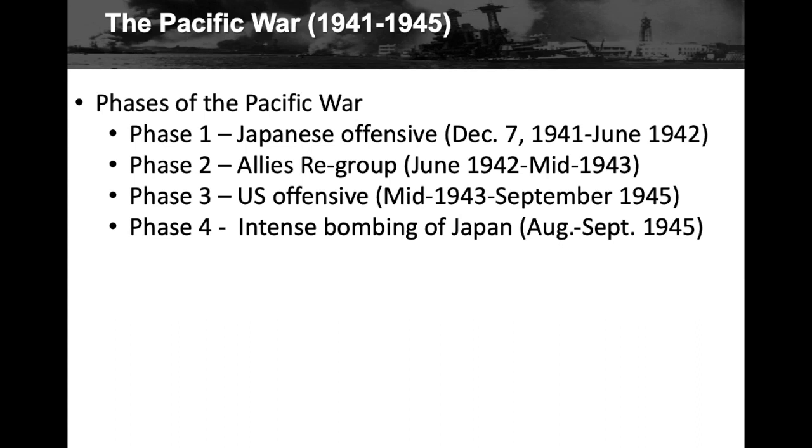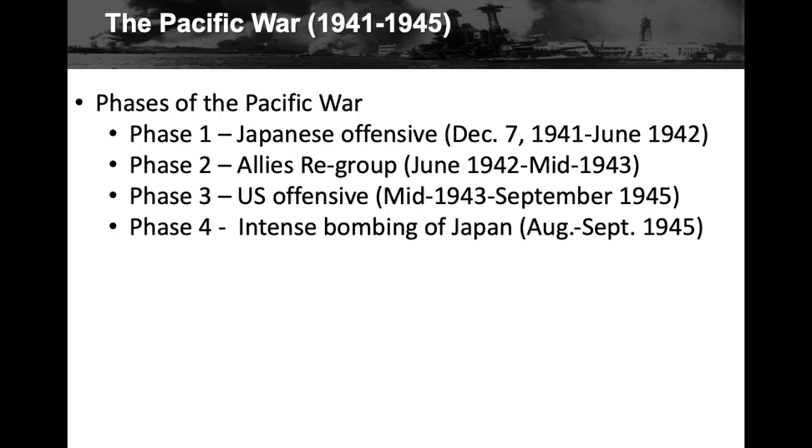Okay, so when we look at the Pacific War, we look at some different phases of the war. It's basically broken into four main phases, the last phase being very short because it's just an intense bombing of Japan. But the first phase is a Japanese offensive from December 7th of 1941 to June of 1942. Now, the Japanese were already on the offensive in China, and like today's Vietnam. They were already on the offensive, but because we're talking about the Pacific War with the United States, they go on the offensive against the U.S. on December 7th of 1941 with the bombing of Pearl Harbor, and that continues until June of 1942.